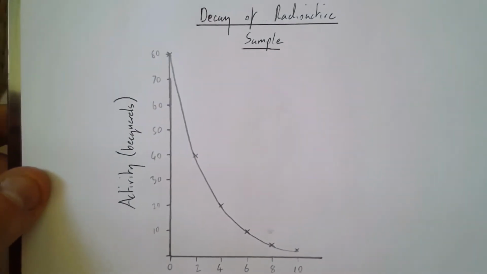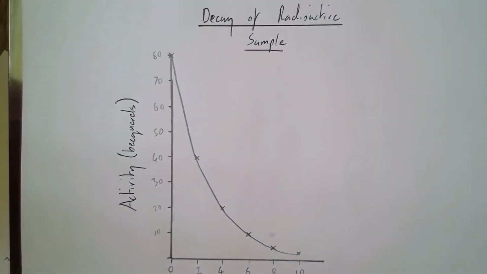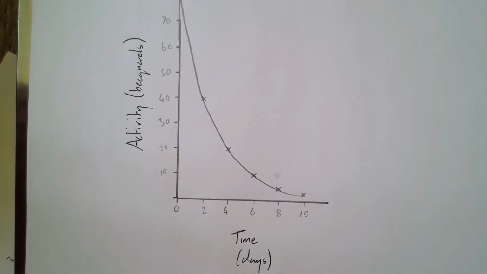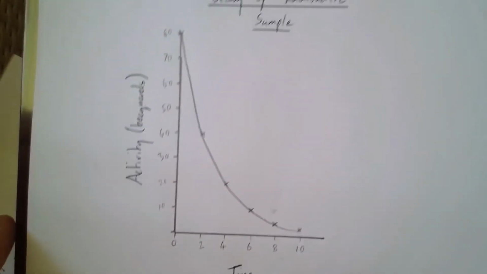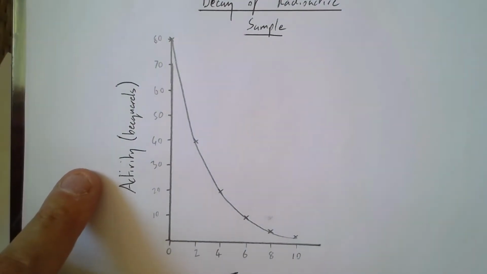Today we are doing half-lives of radiation sources. Now you may come across a graph that looks something like this. It's telling you that this is the decay of a radioactive sample. It's giving you an axis of time, in days, along the bottom, and it is giving you an activity of a radioactive sample.